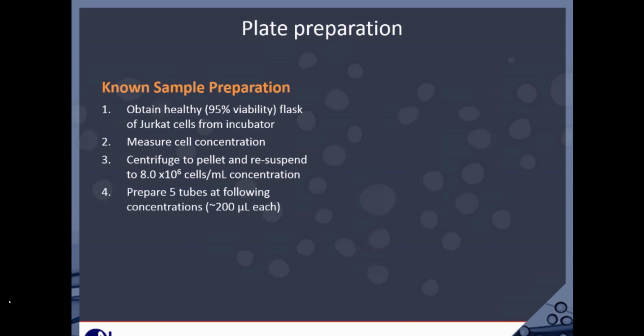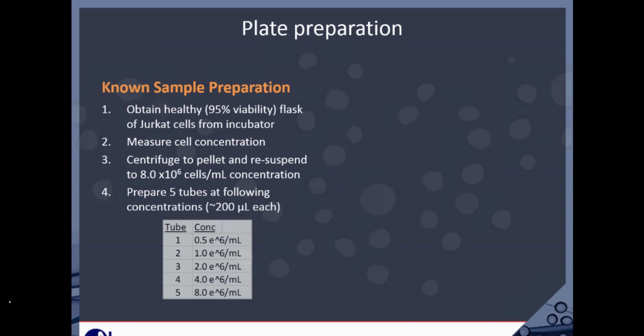Then I want to do a dilution series. I'm going to prepare 5 tubes at the following concentrations. Starting at tube 5, it's 8 million cells per mL, and then tubes 4 through 1 are each serially diluted twofold. So you have 8, 4, 2, 1, and 0.5 million cells per mL. You don't need much. You only need about 200 microliters for each sample.